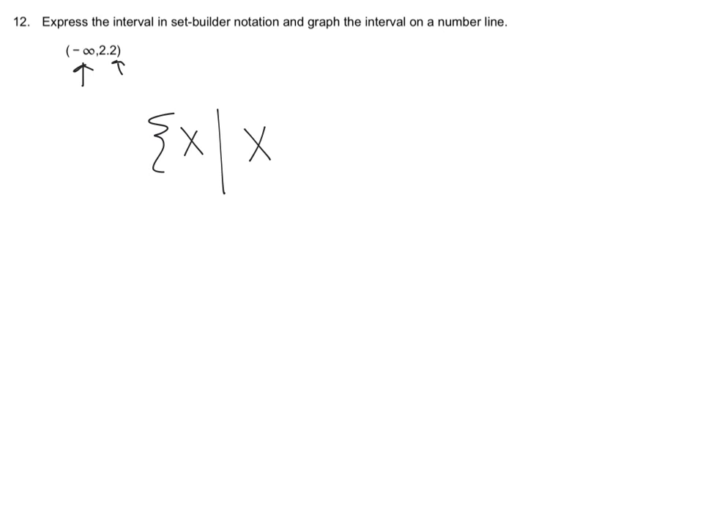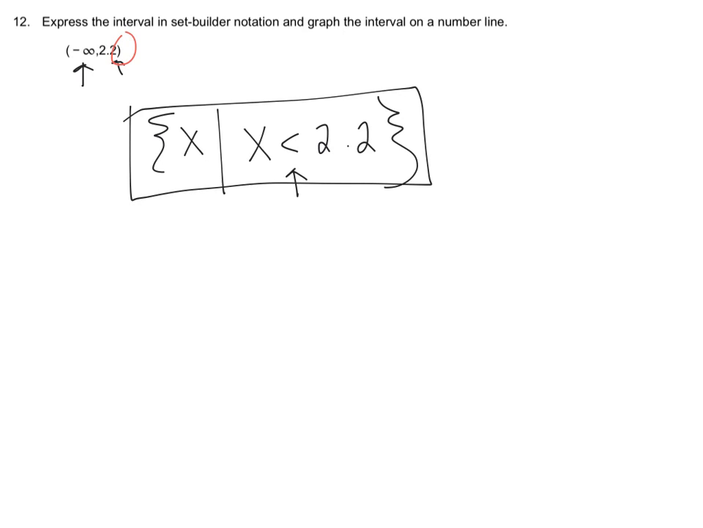Now this interval is telling me that x ranges from -infinity all the way to 2.2. So x is less than 2.2 because it can go as small as it wants, but it can only get as big as 2.2. And my sign is a less than sign because there is a parenthesis next to the 2.2. If this was a bracket, I would put a line underneath the inequality sign, but there isn't one, so this is my answer in set builder notation.